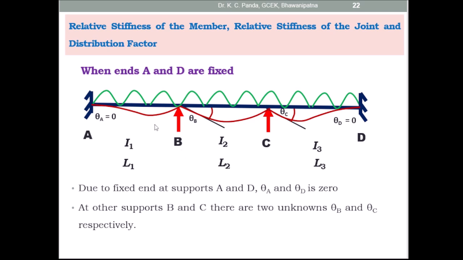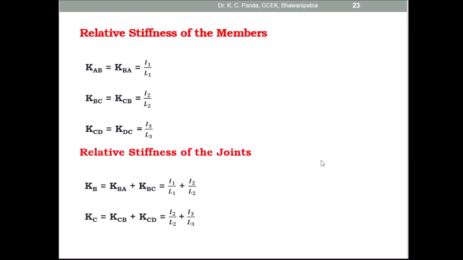So first you find out the relative stiffness of the members KBA, KBC, KCB, and KCD, KDC. So KAB is equal to KBA is equal to I1 by L1, and KBC is equal to KCB is equal to I2 by L2, and KCD is equal to KDC is equal to I3 by L3. This is the relative stiffness of the members.